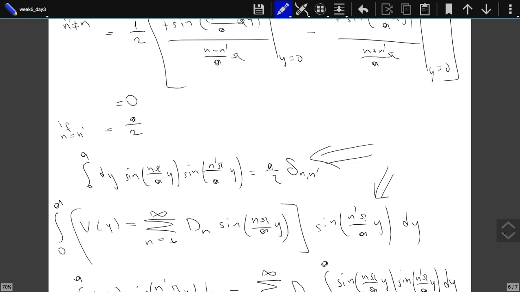Does n prime have to be some other integer, different from n? No, it doesn't have to be different. You see, this equality is true whatever n and n prime are, as long as they are integers. So I evaluated it for all of them. Why do I take n and n prime as integers? Well, they are the ones appearing in my sum.